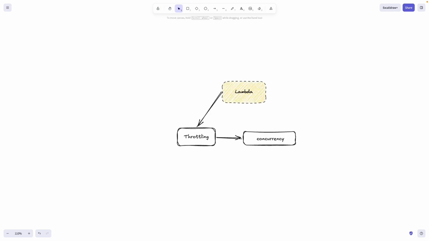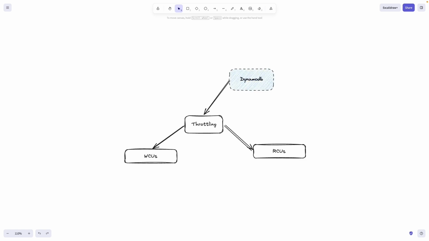Lambda throttles based on concurrency. Every account has a concurrency limit, by default 1000 concurrent executions in most regions. When you hit that, new invocations either get throttled immediately for synchronous calls or queued and retried for asynchronous ones. You can also set reserved concurrency on individual functions, which caps how much of that pool a single function can use. That's a design tool we'll use in this architecture.